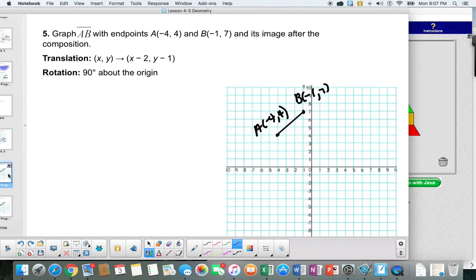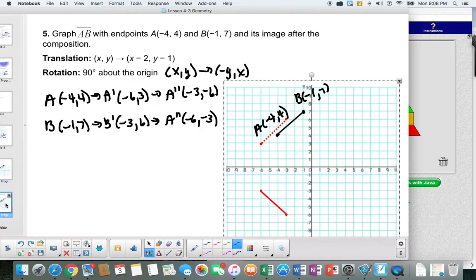Okay, let's go ahead and stop the screencast, see if you can do this problem, and I will show the answer. And here's the answer. You can see that I did it one at a time. I did a translation, and it was just moving over 2 units to the left and 1 unit down. And then I went and rotated about the origin, so you can see this turning effect like that.